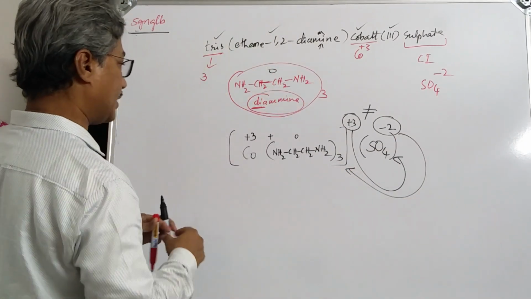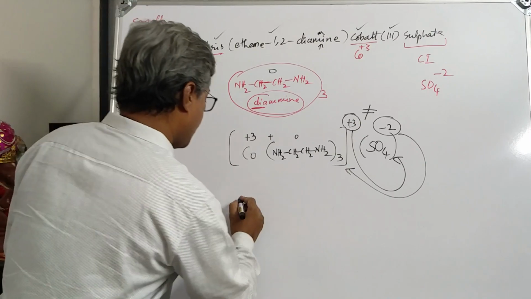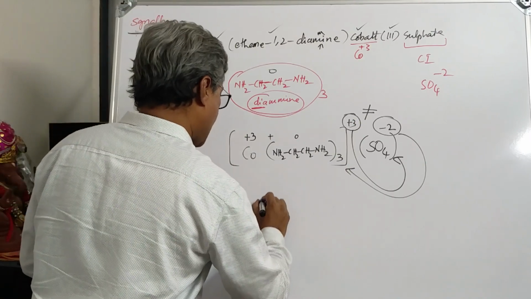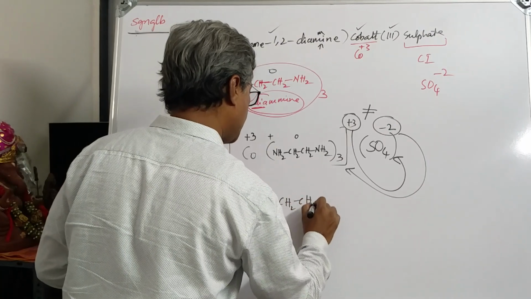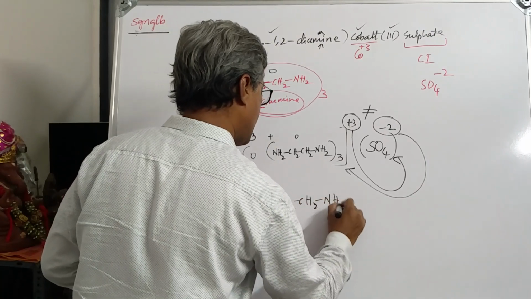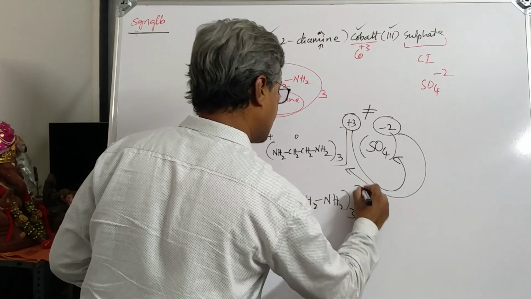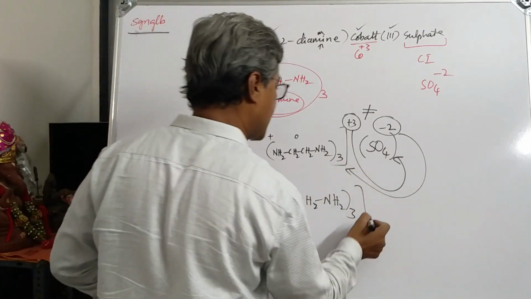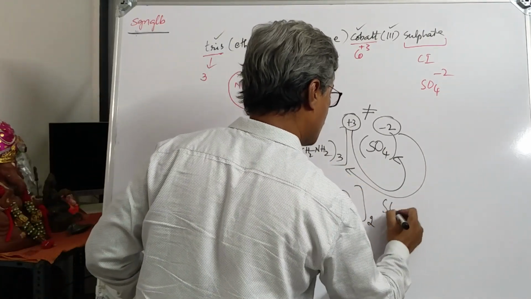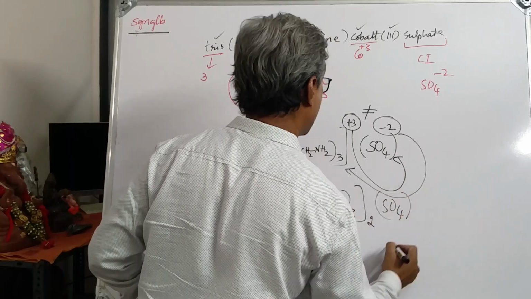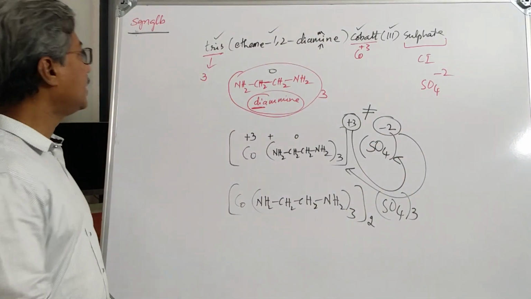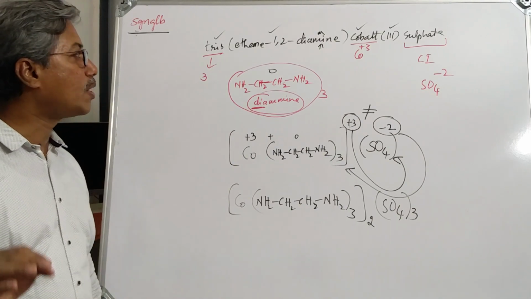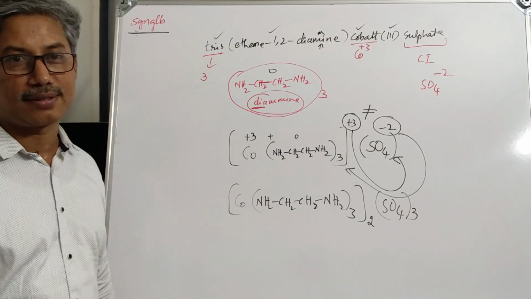Okay. Therefore, the formula is Co, then NH2 CH2 CH2 NH2, how many times? 3 times. Then how many times this? It is 2 times. Then SO4 in a normal bracket, how many times? 3 times. Well, this is the formula of tris(ethane-1,2-diamine)cobalt(III) sulfate. Clear?